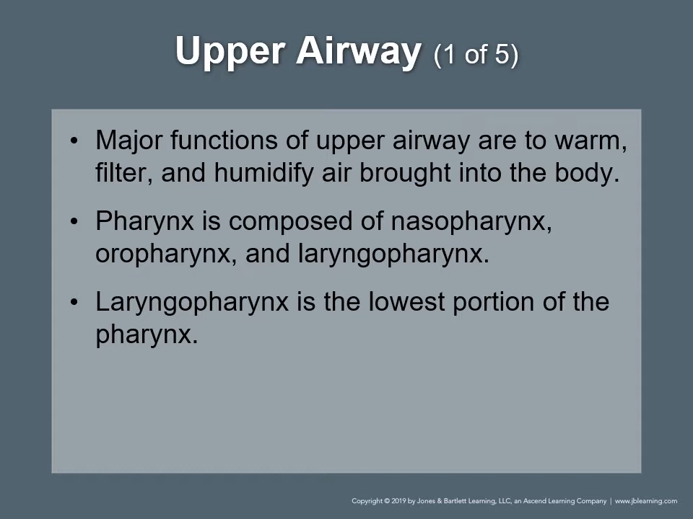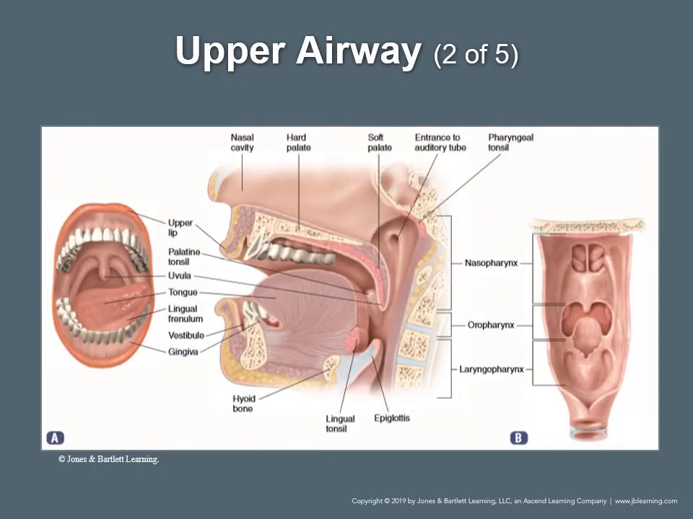Major functions of the upper airway are to warm, filter, and humidify air brought into the body. The pharynx is composed of the nasopharynx, oropharynx, and laryngopharynx. The laryngopharynx is the lowest portion of the pharynx. This figure shows the oral cavity in the pharynx.